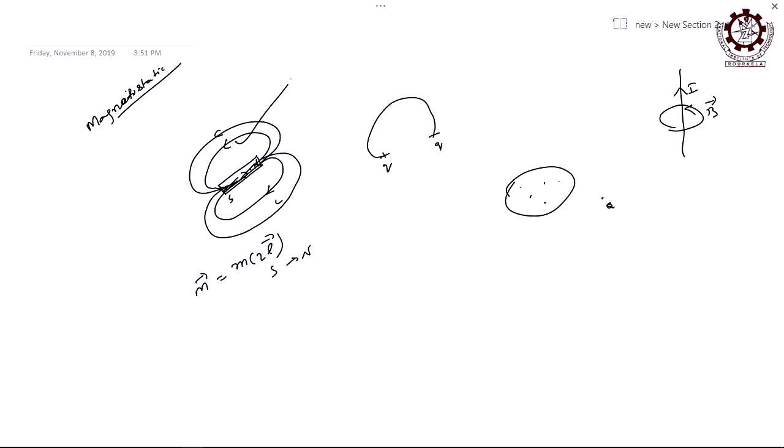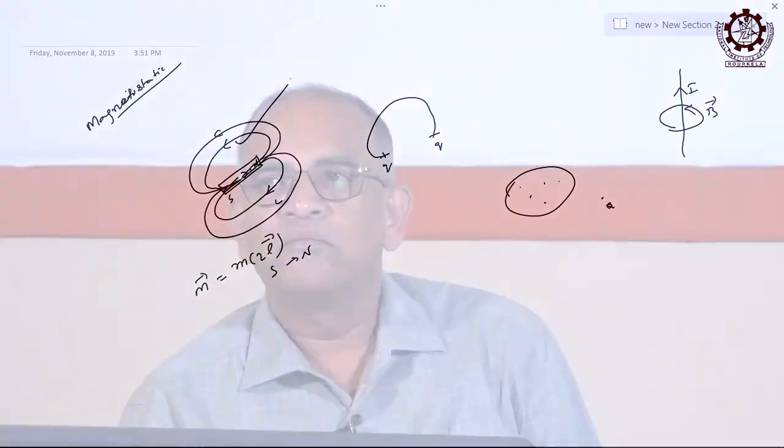So magnetostatics deals with both situations: either a magnet is there and the field is static, or there is a steady current flowing in a conductor. The field created there also belongs to magnetostatics, because the field is static, it is not varying with time, right.